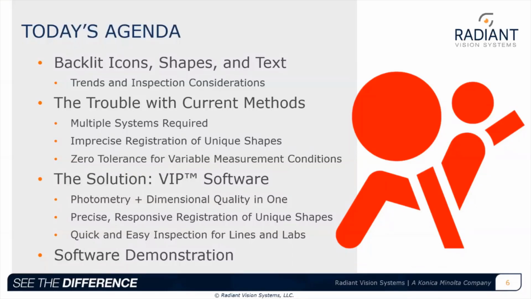Then we'll step into the benefits of the new solution that Radiant's offering, which is the VIP software. We'll talk about photometry and dimensional quality in one precise solution. We'll go over responsive registration of the unique shapes that we're looking to characterize and talk about how easy it is to really implement our solution, whether you're talking about end of line or the use in a lab. And finally, Chris and I will step through a software demonstration to really show you what the platform looks like, how you would set it up, and what your final results might be.